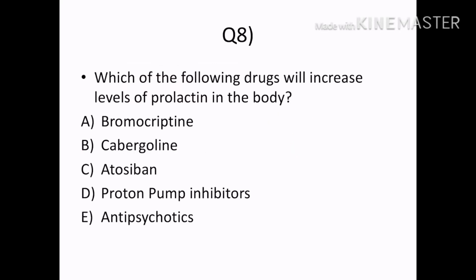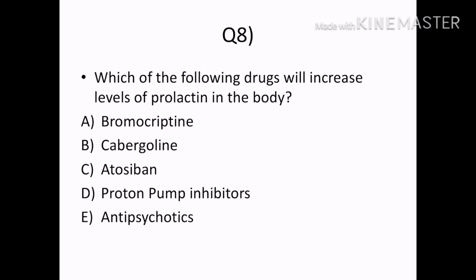Question number 8. Which of the following drugs will increase levels of prolactin in the body? Bromocriptine, cabergoline, atosiban, proton pump inhibitors, antipsychotics. Prolactin is another hormone that is released by the pituitary gland. There is a list of 5 different drugs. You have to tell the use of which drug can lead to increased levels of prolactin in the body. The answer here is E, antipsychotics.